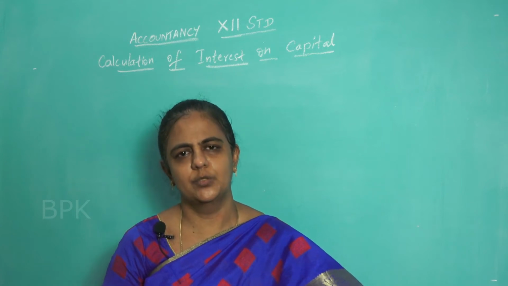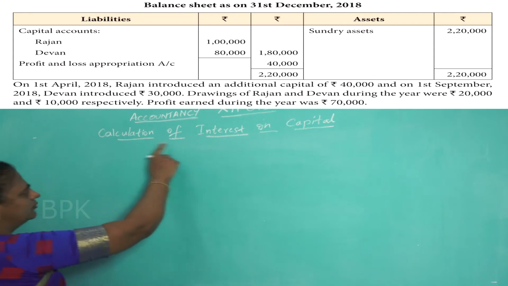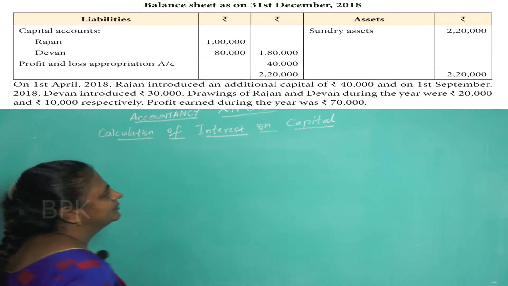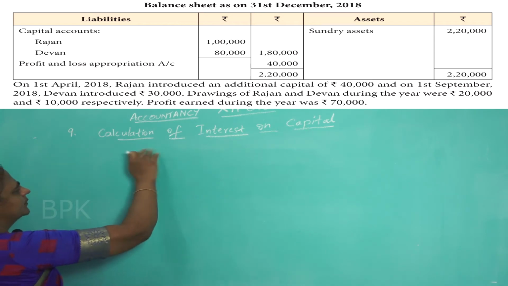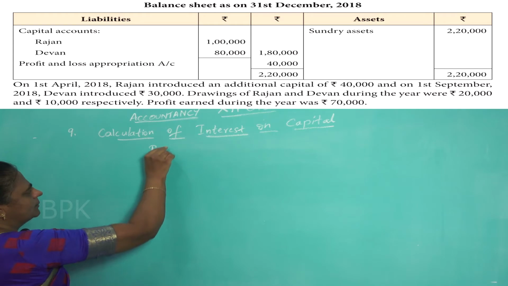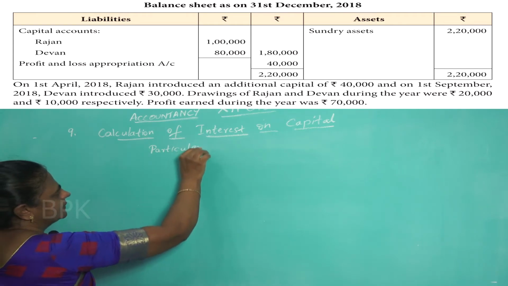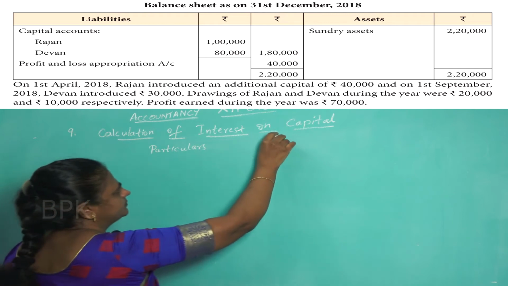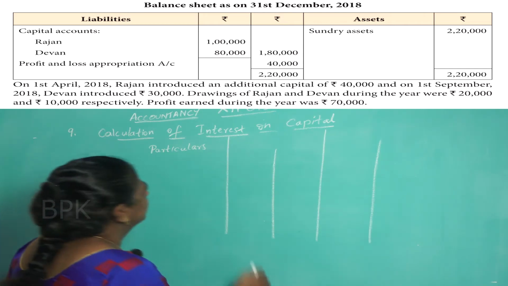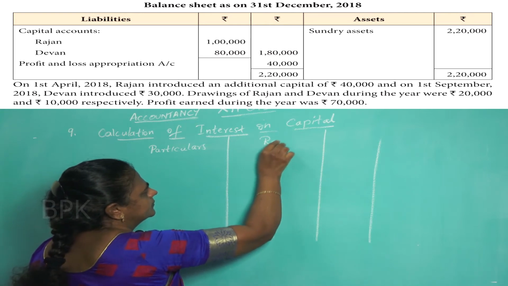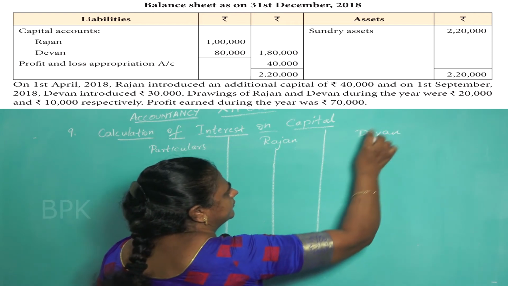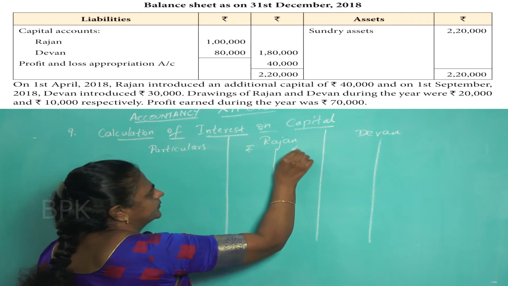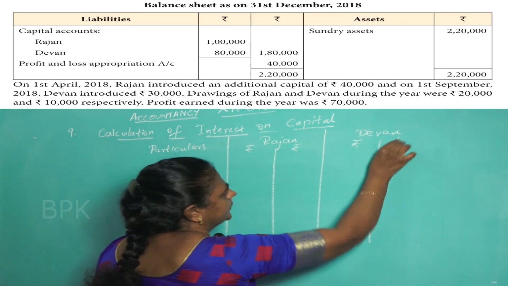Okay. So now let's go to the sum. First write calculation of interest on capital. Question number 9. Sum number 9. So first we are going to calculate opening capital. So we will take all the particulars given here. So you take particulars. There are two partners, Rajan and Devan. So write rupees, rupees, here also rupees, rupees.